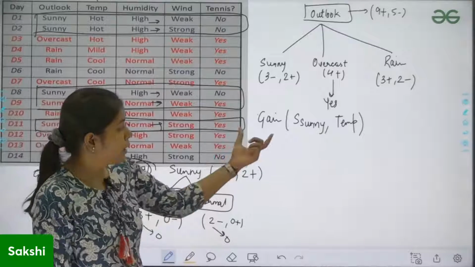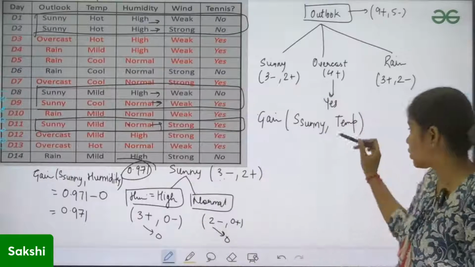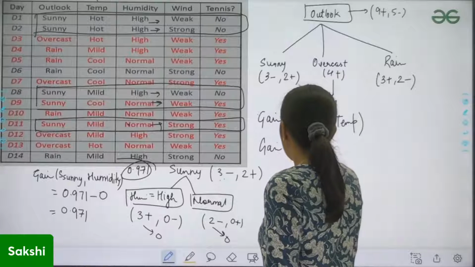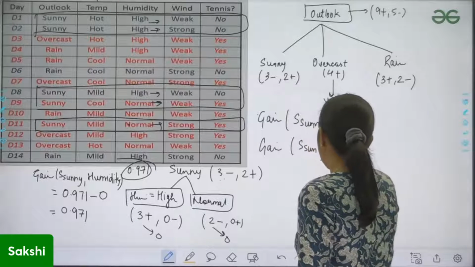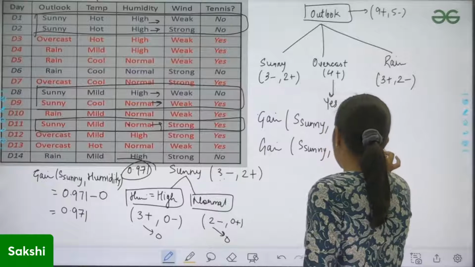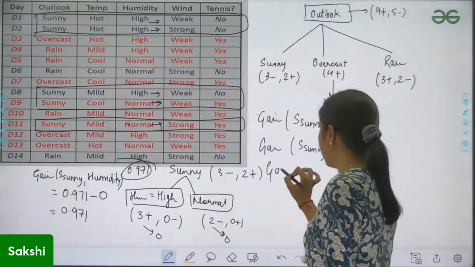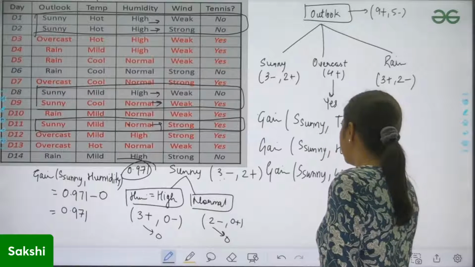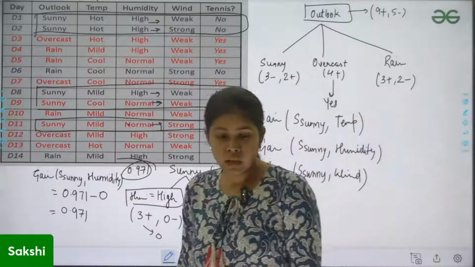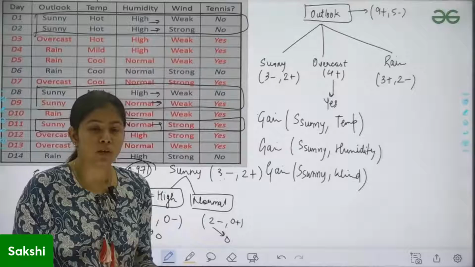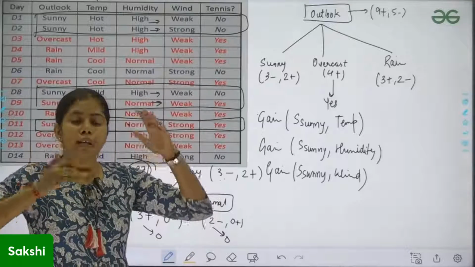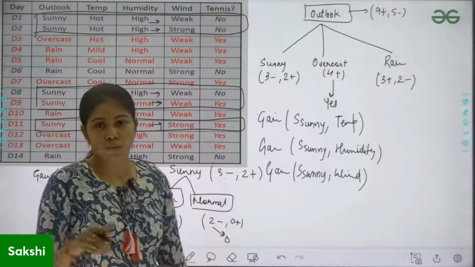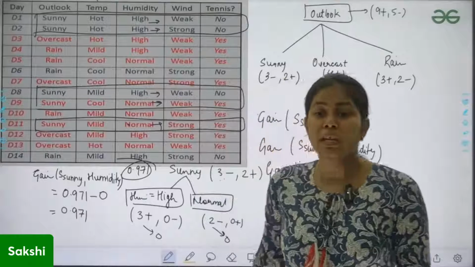Similarly, I have to find out information gain for sunny comma temperature and sunny comma wind. Just try to do it by yourself. Don't think that because I am writing it, you do not have to do it yourself. Try to take one data set and form a decision tree all by yourself, finding out for each feature the information gain, entropy, all those things. That would make it very clear to you.